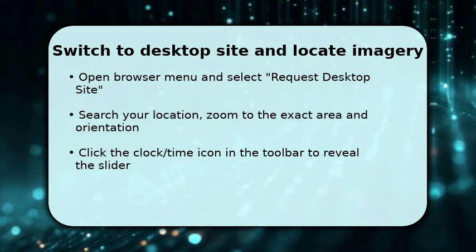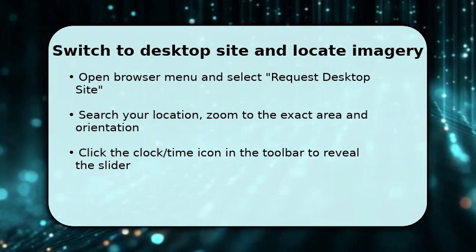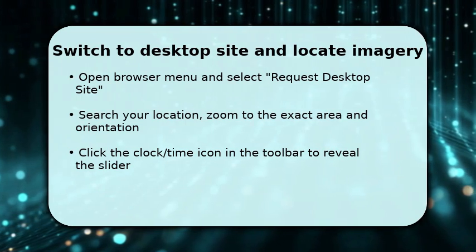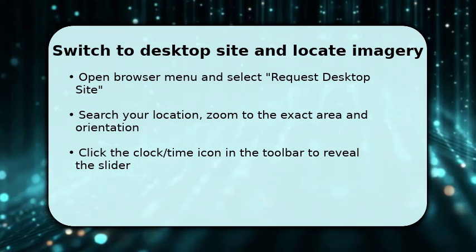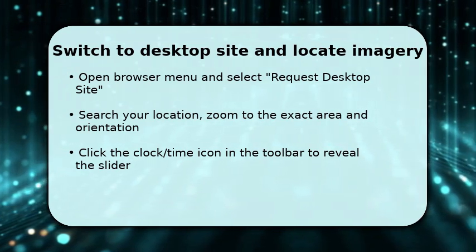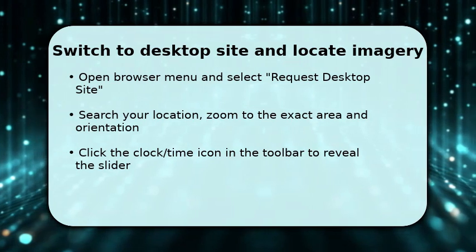Next, search for your site and zoom in until the imagery sharpens. Historical layers show at appropriate zoom levels. Then locate the clock or time icon in the top toolbar and tap it. The historical imagery slider appears. Drag slowly to preview different dates. You're using desktop features on mobile, which is why this step is critical.